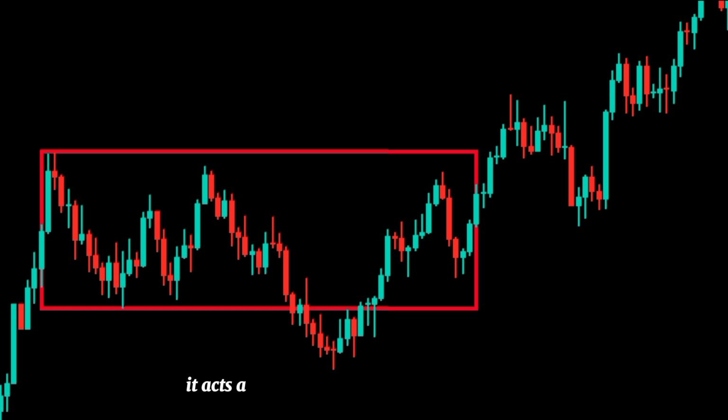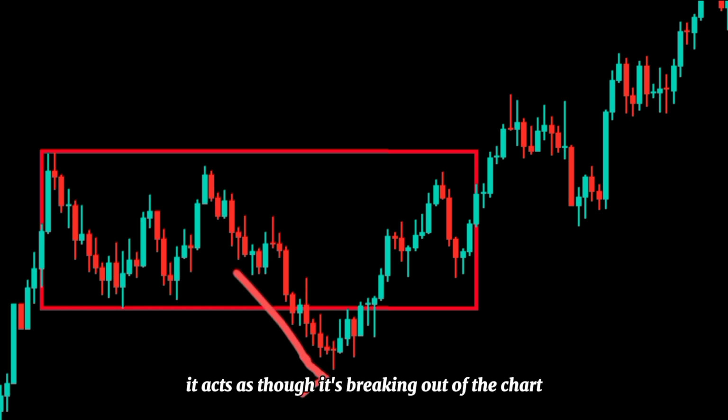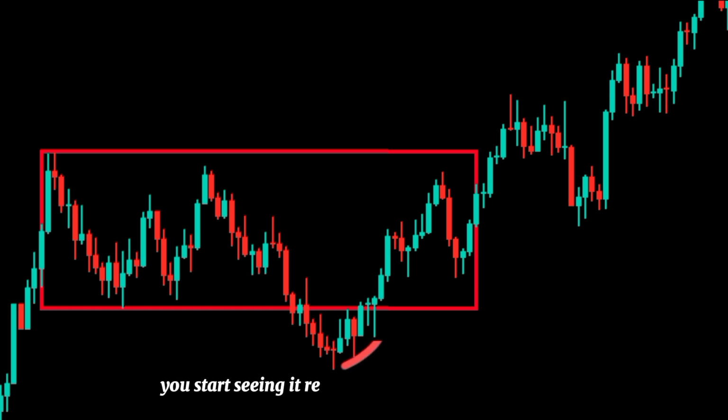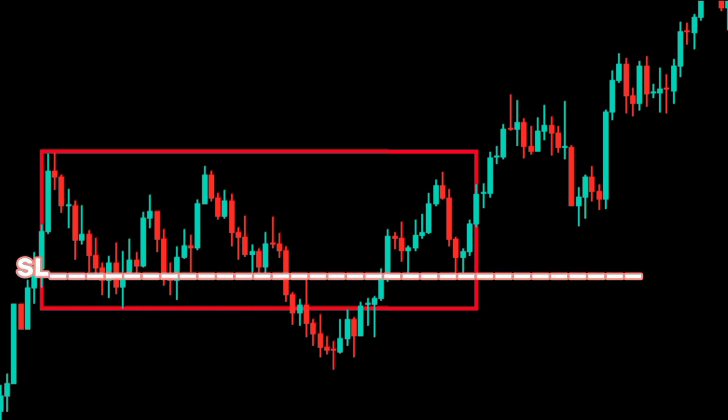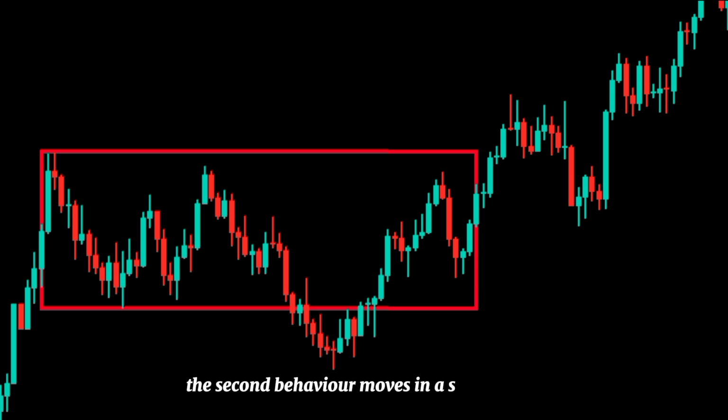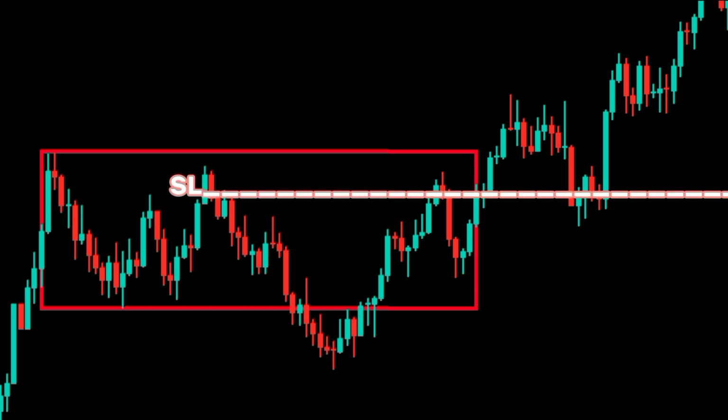Sometimes it acts as though it's breaking out of the chart. Then the next thing you start seeing is it returning back into the structure box, and at this point it has cleared a lot of traders' stop losses. The second behavior moves in a similar way to the first one, only this time it breaks out of the box, picks up trades, and goes down a little to take away stop losses, and then begins to move in the target direction after clearing the stop losses.